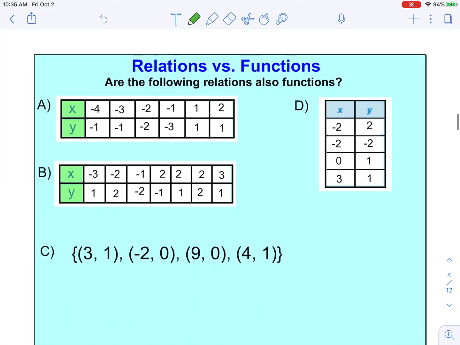All right, so let's practice some problems. Are the following relations also functions? They're all relations, okay? All of them are relations because they're sets of ordered pairs. We want to know which ones are also functions. So let's take a look. We look at the values here for letter A. So if you look at the x's here, do you see any repeated values? No. So no repeats. So yes, this is a function.